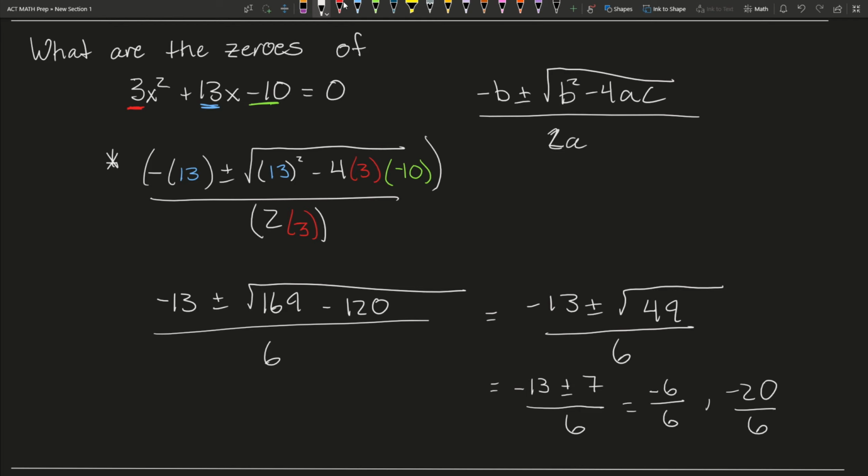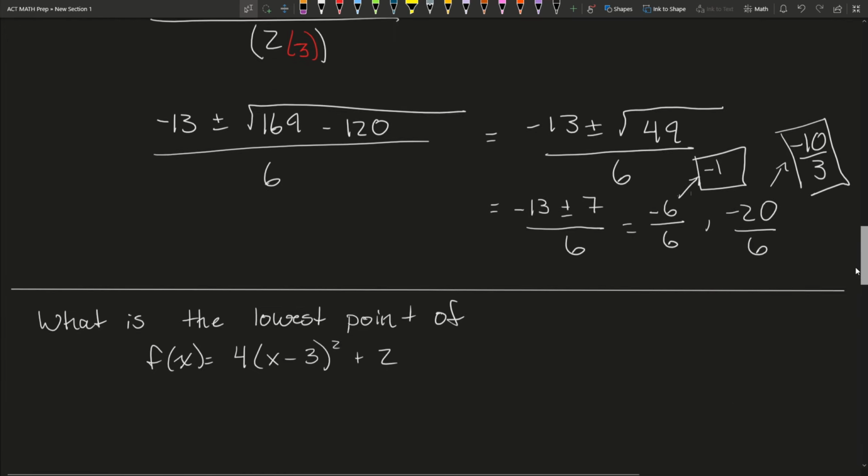Right, so we have two answers with the plus or minus. Negative 6 over 6, it's just negative 1. Negative 20 over 6 would be negative 10 over 3. And then those are our answers.